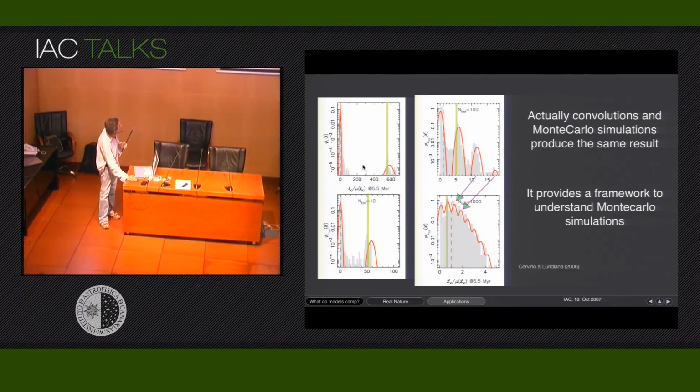If you take this function and convolve it 10 times, you obtain the red lines. If you compare with the simulation, they are quite similar. If you do it 100 times, you obtain that, and with 1,000, you obtain that. You are recovering analytically what is happening in the Monte Carlo simulation. So it's quite interesting. By doing this you can understand what is going on inside the Monte Carlo simulation.